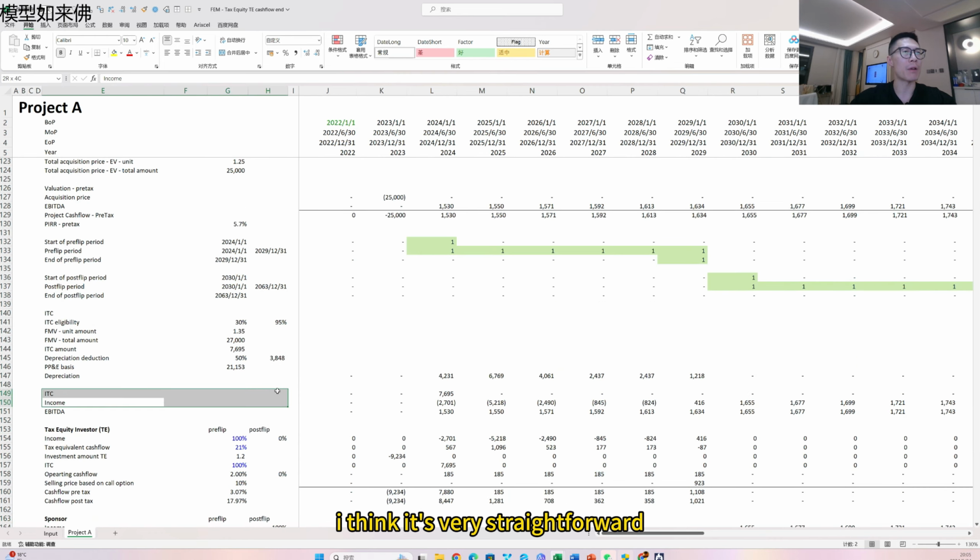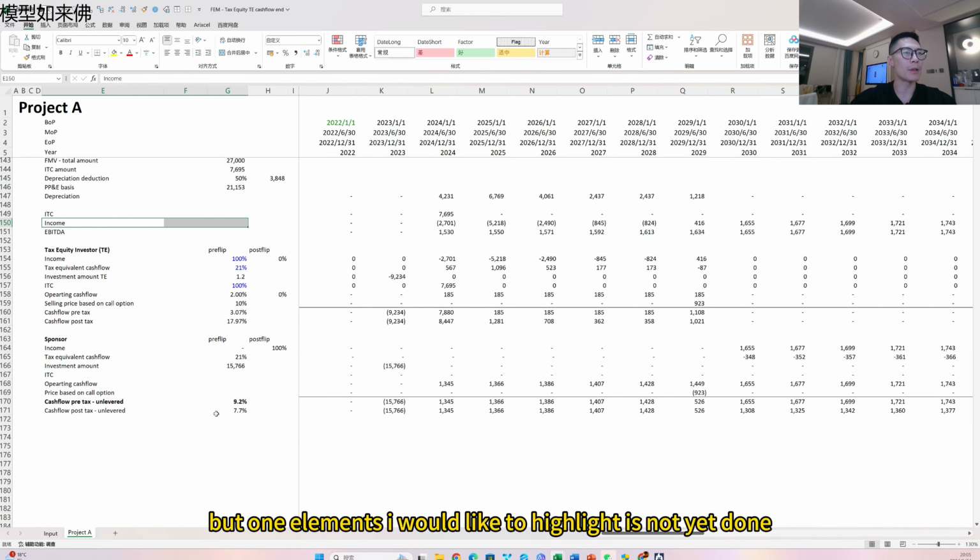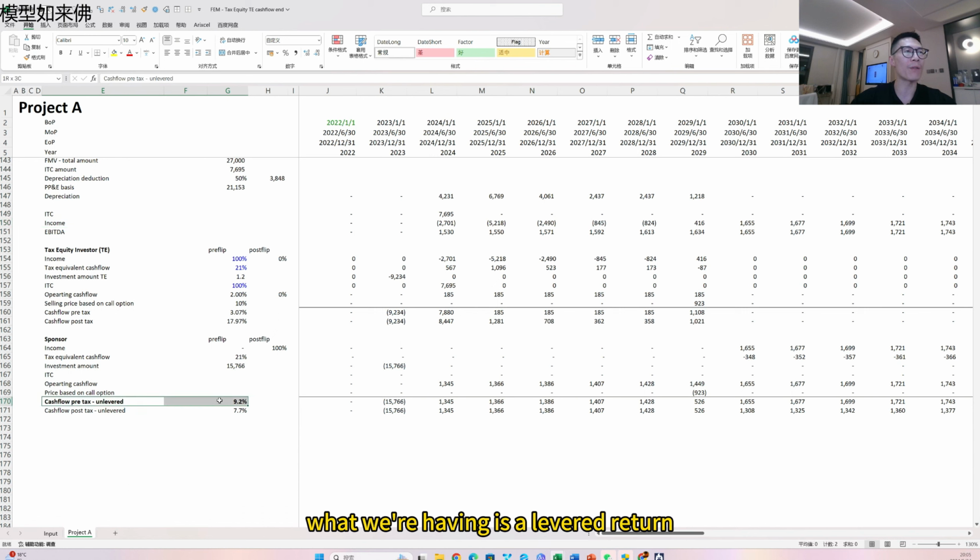I think it's very straightforward, but one element I would like to highlight is not yet done. We will need to do the portfolio analysis, and at the same time, we will need to consider the financing. Until now, what we have is a levered return, and we will need to consider a back leverage financing at the sponsor's opco level, and see how it works.